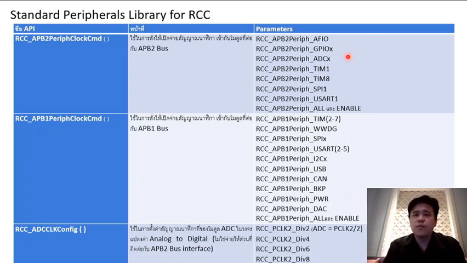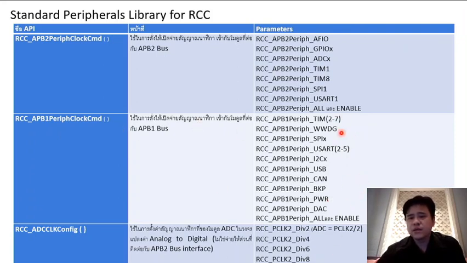use the OR operation. You just pass parameters inside this function using RCC APB2 peripheral GPIO-A or RCC APB2 peripheral GPIO-B or RCC APB2 peripheral GPIO-C, and you will see this in your code. In the code, don't worry about that, but I would like to explain. And how about the RCC APB1 peripheral clock command? This one does the same thing as the APB2 peripheral clock command, but this connects to different peripherals for you, right?